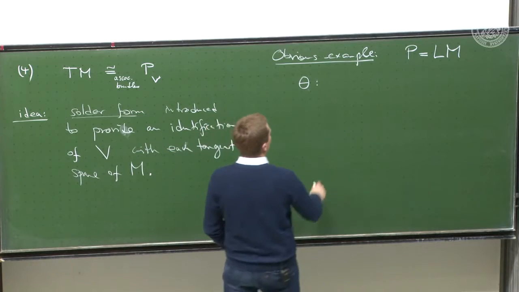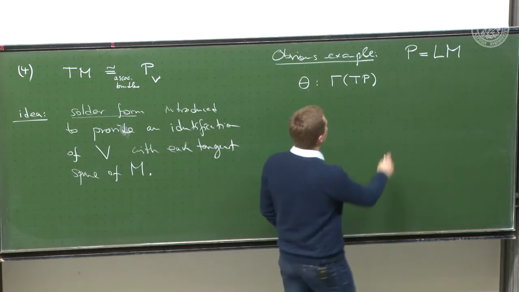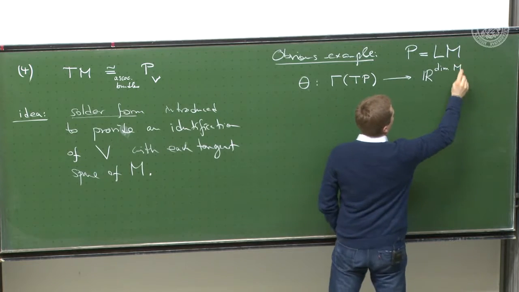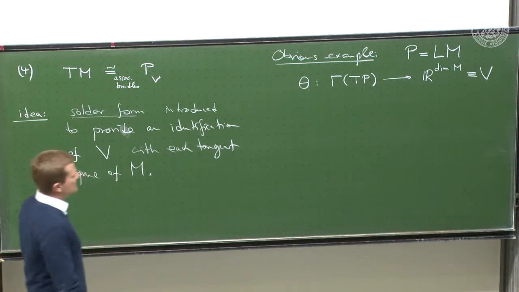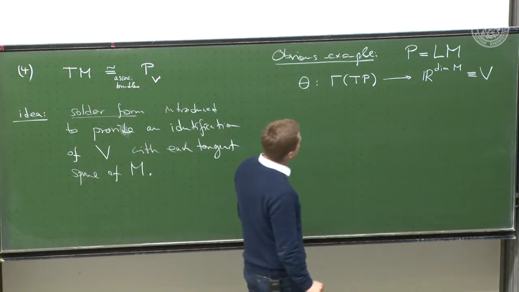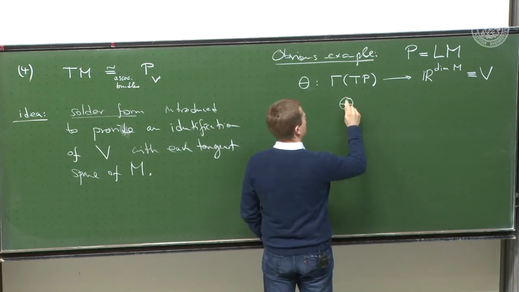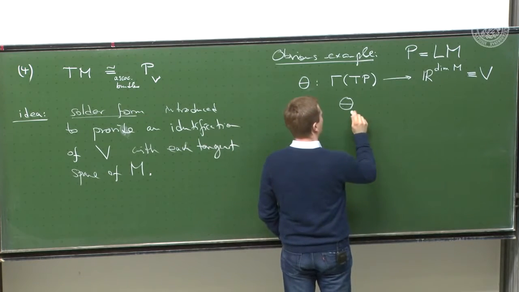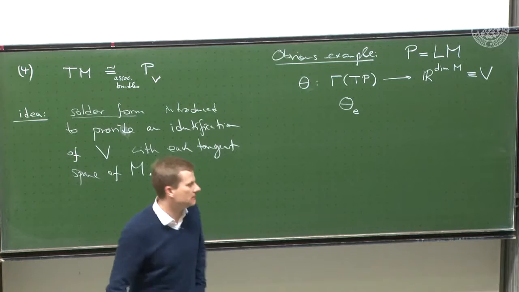It's a one form, so it takes a vector field on P to, and now I make a particular choice, R dim M. Well, R dim M here is to be identified with our V. This is clearly a dim M dimensional vector space. Okay. And how do I define it? Well, this is a one form, so I can define it at every point of the frame bundle. But a point of the frame bundle is just a frame at a point. So let's call a frame at a point E, right?